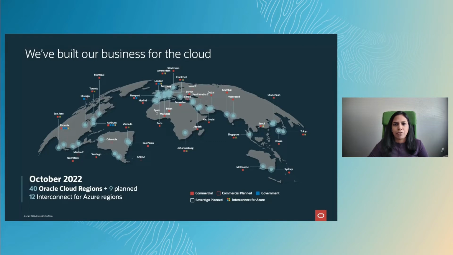This is a map of the various OCI regions across the globe. A region is defined as a geographic location with one or more data centers or availability domains. There are currently 40 regions across various continents. There are 2 GovCloud regions in the United States, in Ashburn and Phoenix. There are also 12 Microsoft Azure Interconnect regions.